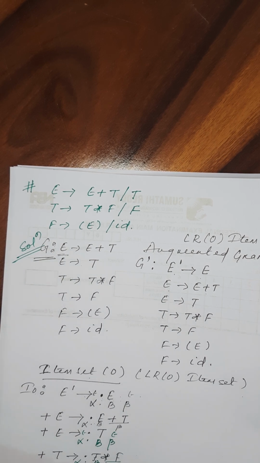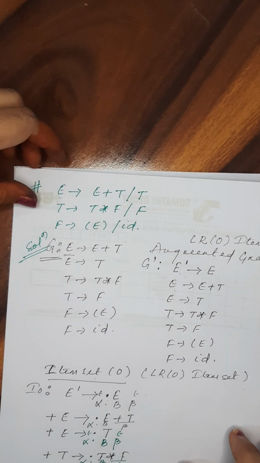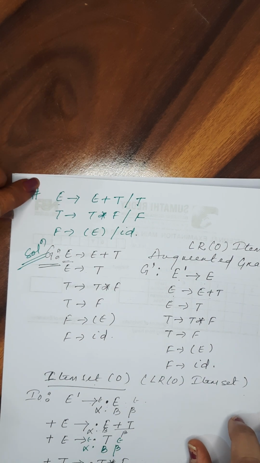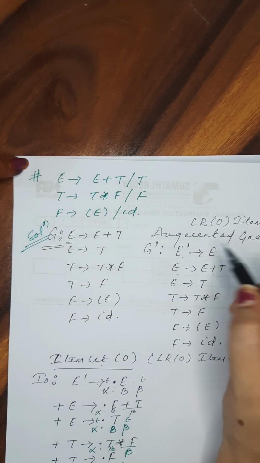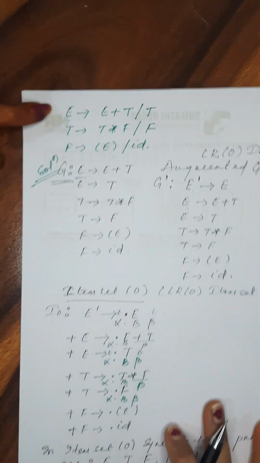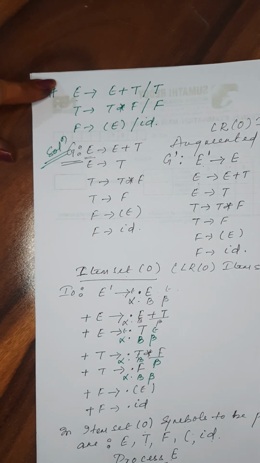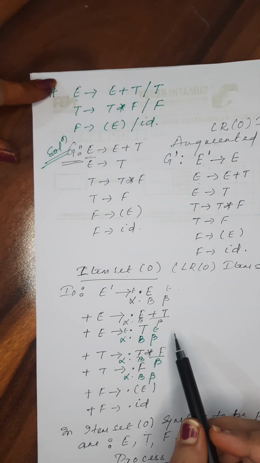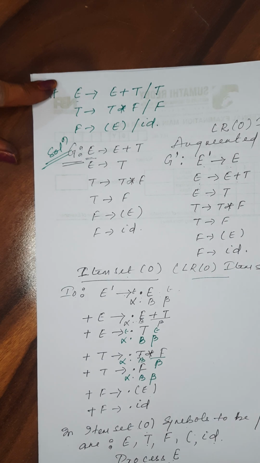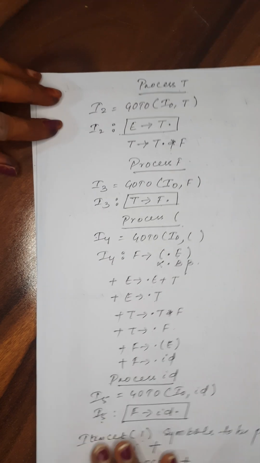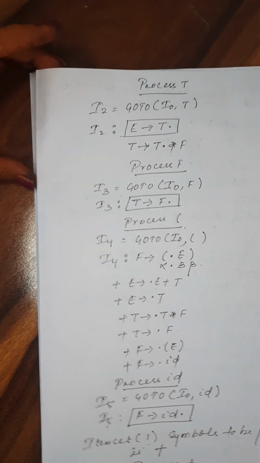Hello everyone. In my last video, I explained the SLR parser. We took this example and constructed the individual item sets. I told you how to construct the LR0 item set. Then we constructed the different item sets and processed the elements.